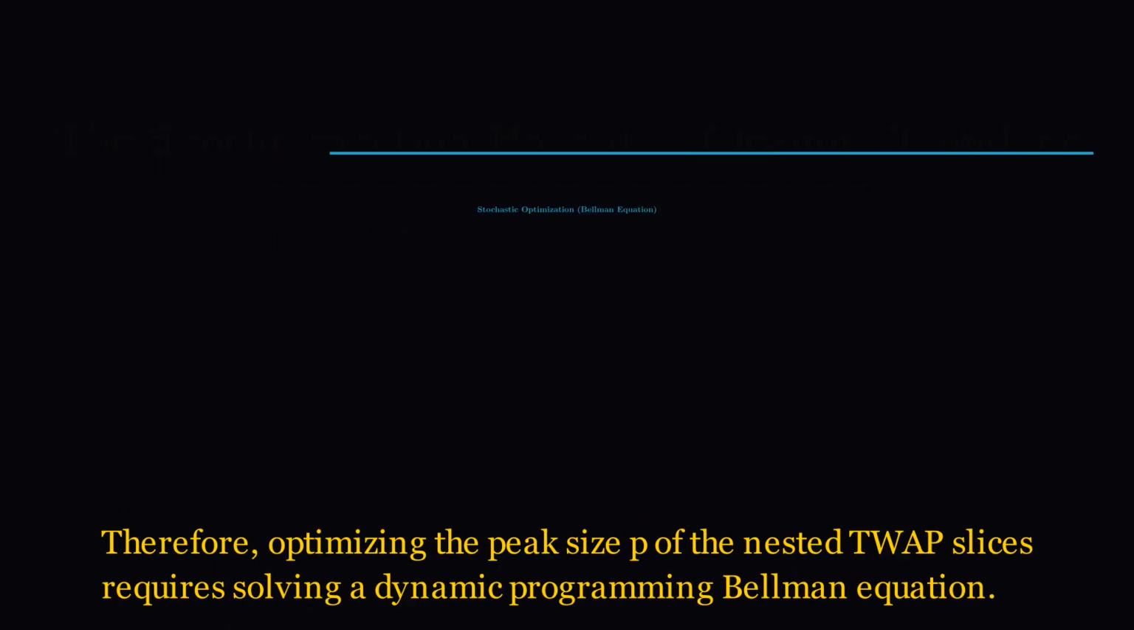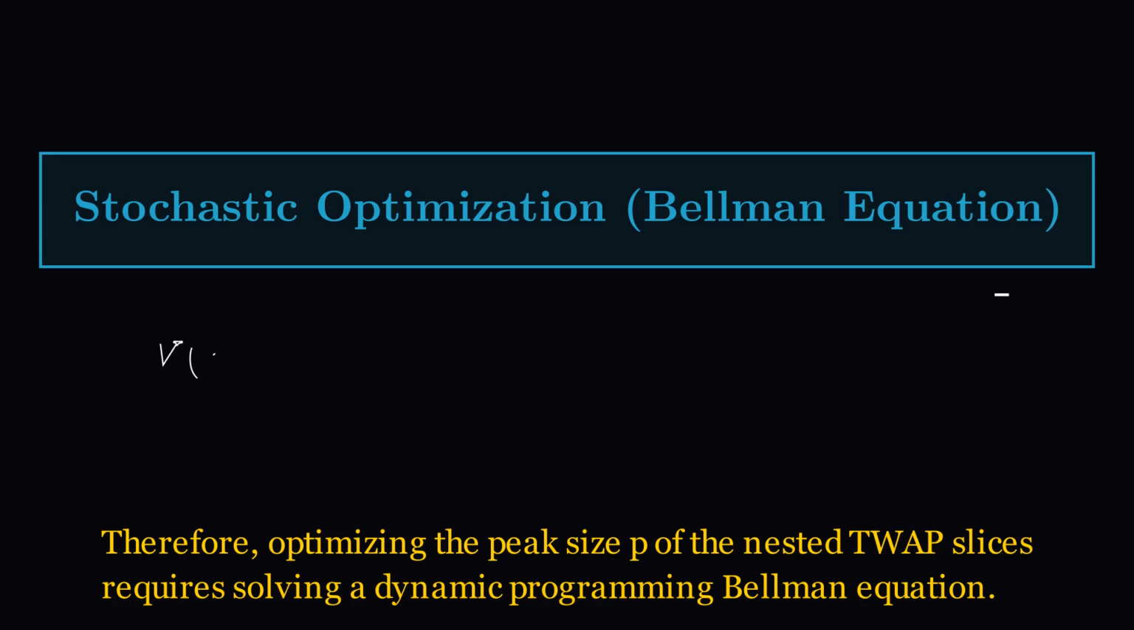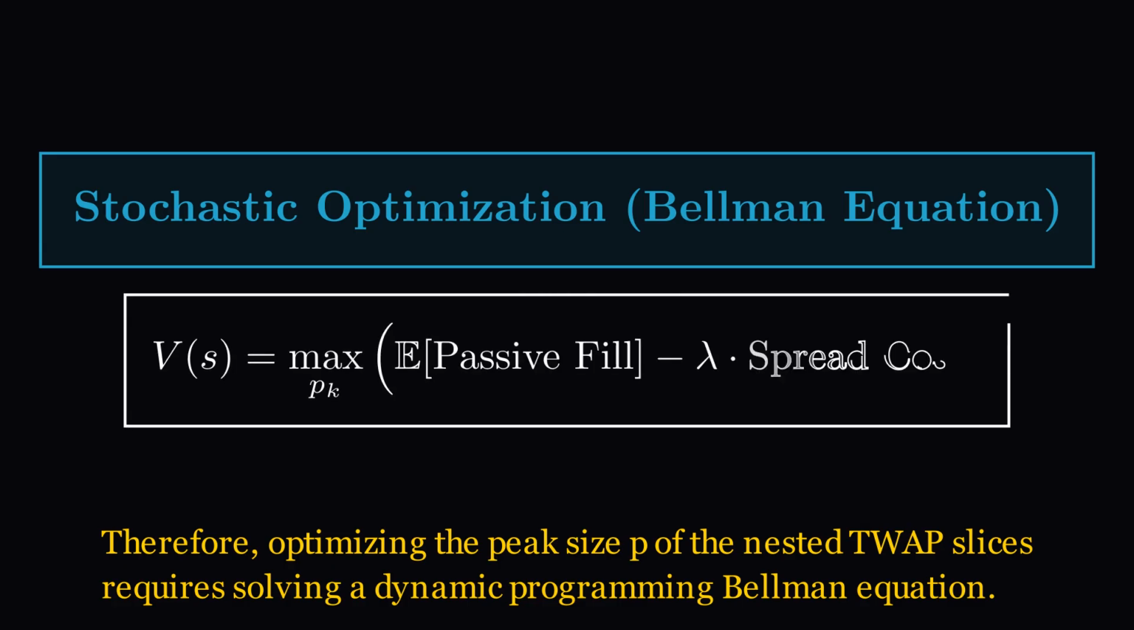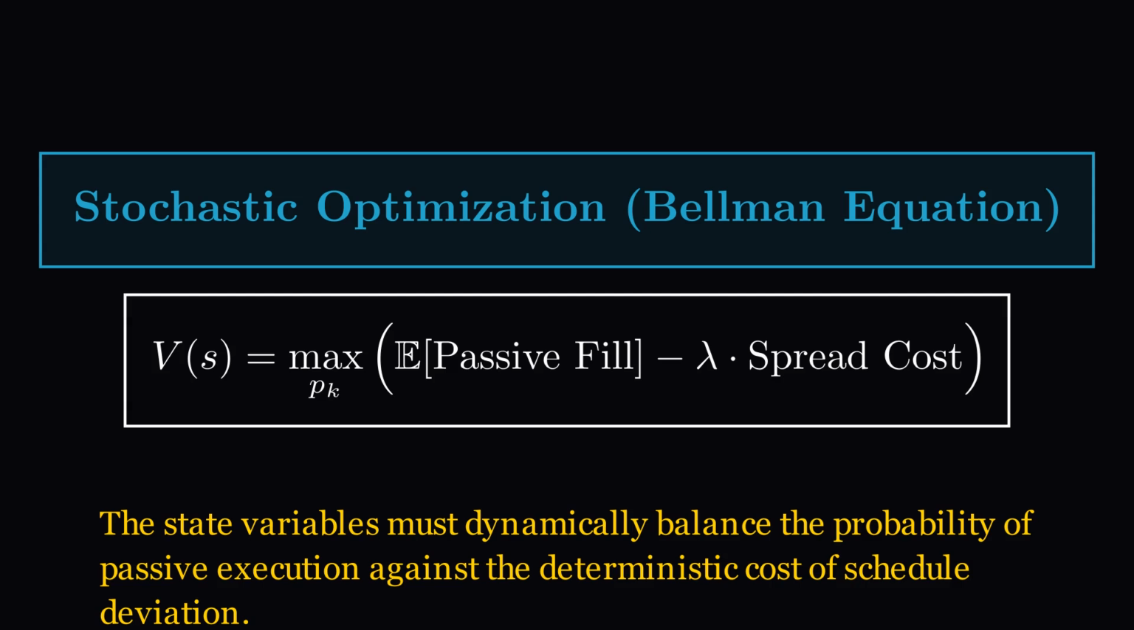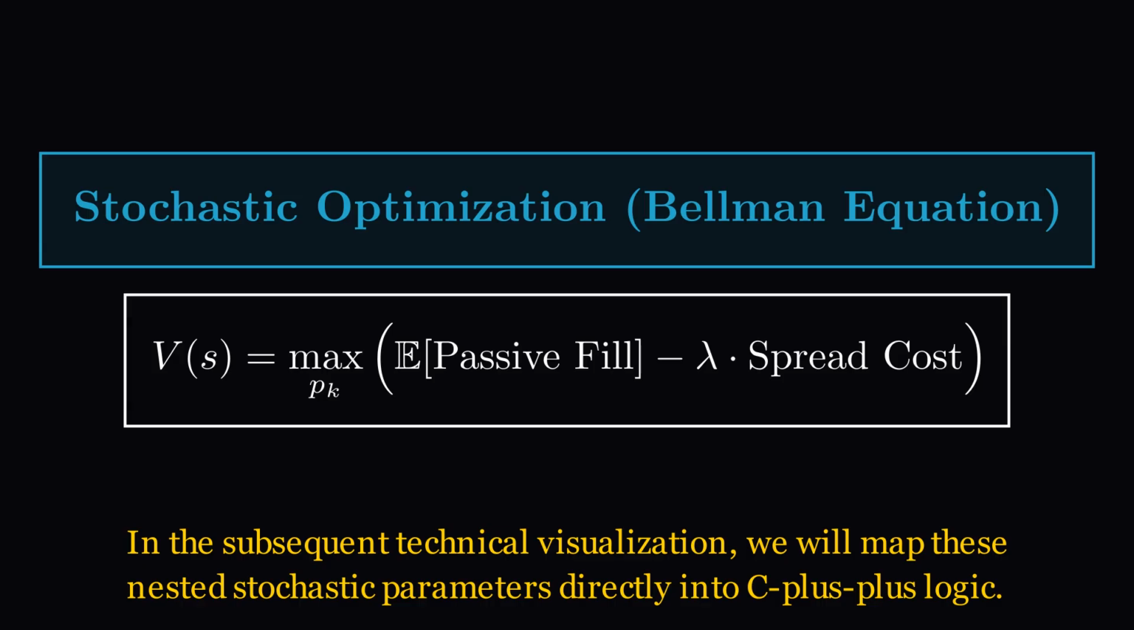Therefore, optimizing the peak size P of the nested TWAP slices requires solving a dynamic programming Bellman equation. The state variables must dynamically balance the probability of passive execution against the deterministic cost of schedule deviation. In the subsequent technical visualization, we will map these nested stochastic parameters directly into C++ logic.